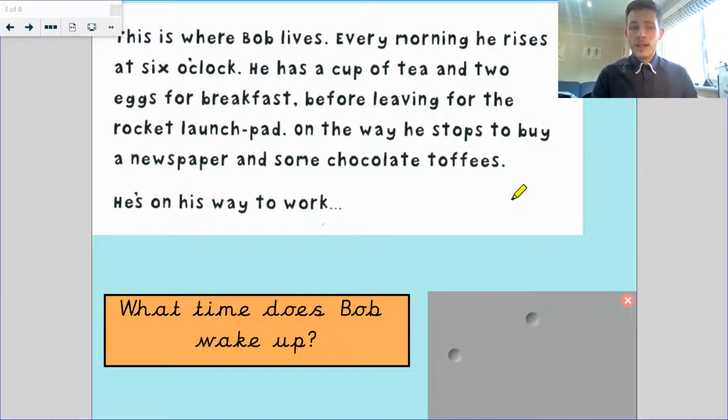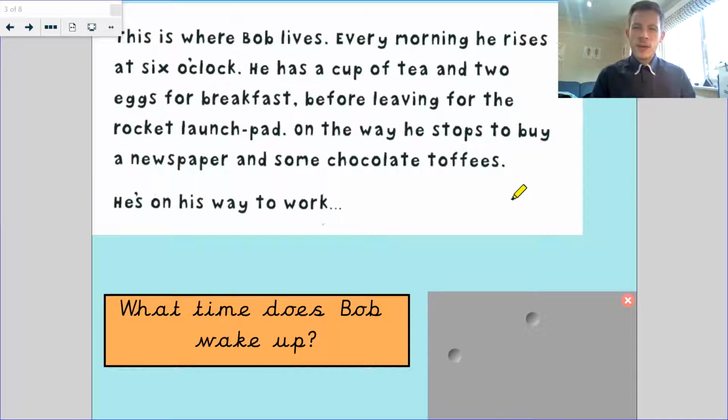This is where Bob lives. Every morning he rises at 6 o'clock. He has a cup of tea and 2 eggs for breakfast before leaving for the rocket launch pad. On the way, he stops to buy a newspaper and some chocolate toffees. He's on his way to work. The question is, what time does Bob wake up?